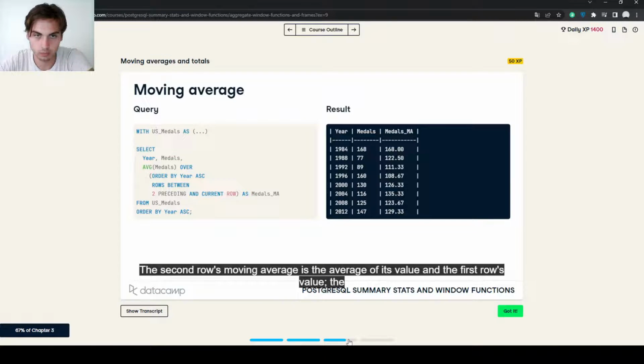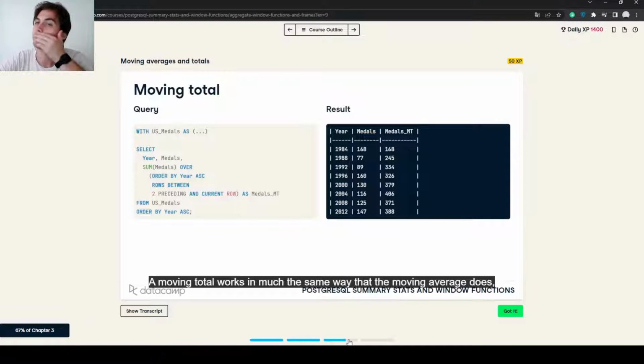The second row's moving average is the average of its value and the first row's value, and the third row's moving average is the average of its value and the previous 2 rows, and so on. A moving total works in much the same way that the moving average does, but instead of the average function, you use the sum function with the same frame. Thus, the first row's moving total is the first row's value.